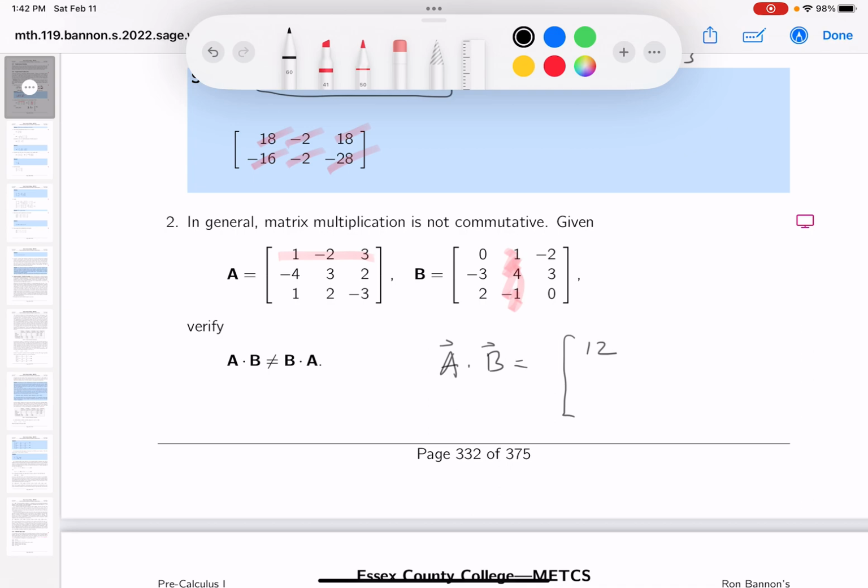And what do you get there? Let's see, 1 minus 8 and a minus 3. What does that give you? Let's see, minus 10. I'll put this over here.